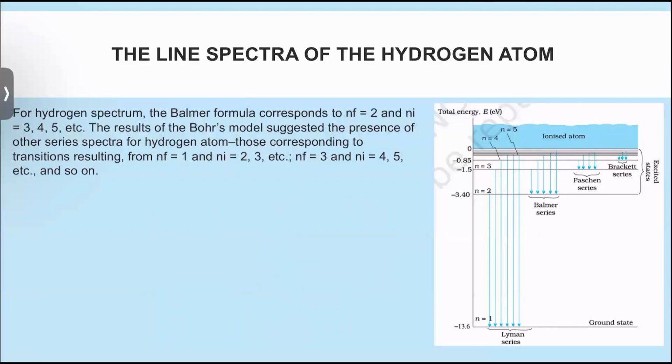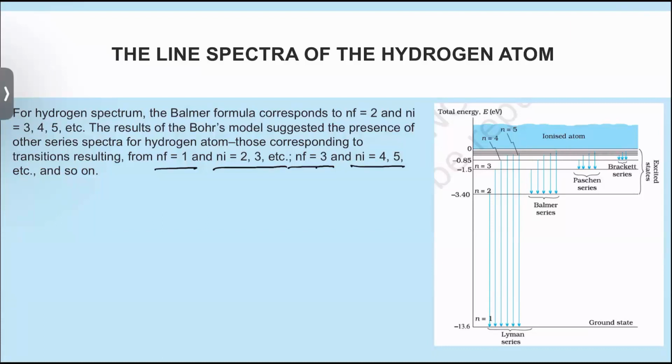Now suppose you have nF equals 1. Your final is 1, and your nI could be any of these. And then suppose you're considering nF as 3, then all the nIs have to be higher than 3. Then we can get, for each series, the limit of the series, what the excited states would be, and what amount of energy is brought about at different wavelengths and different frequencies.